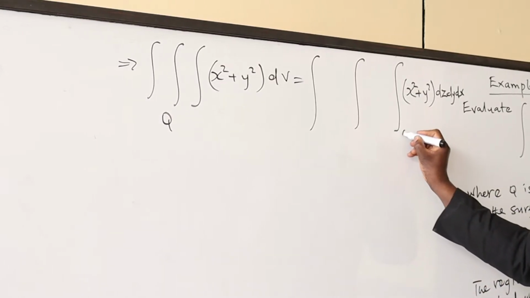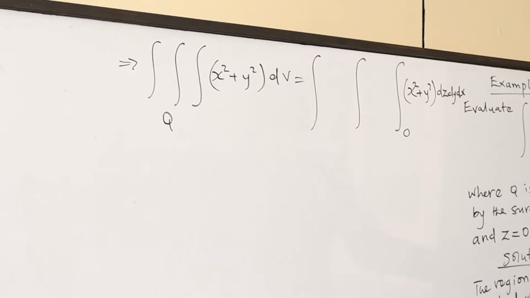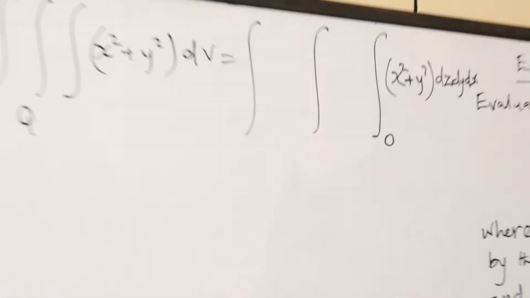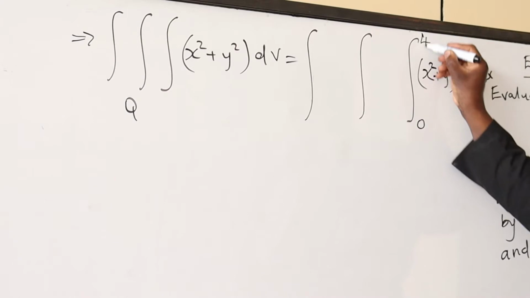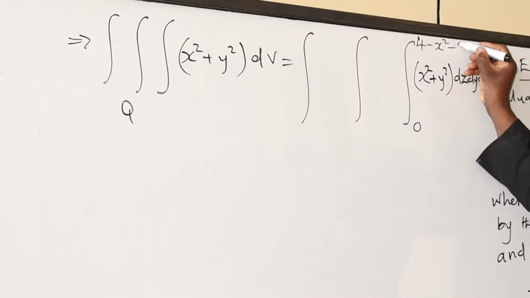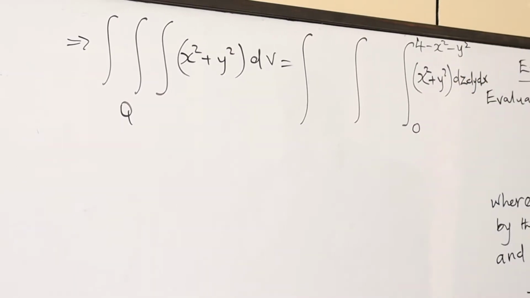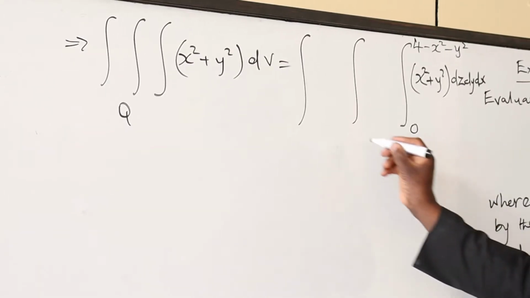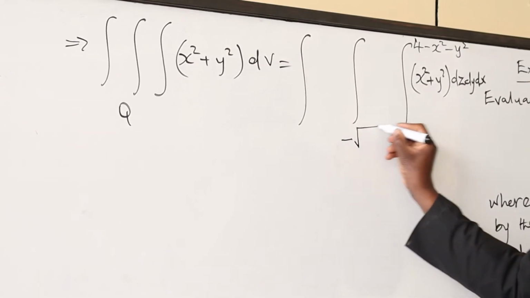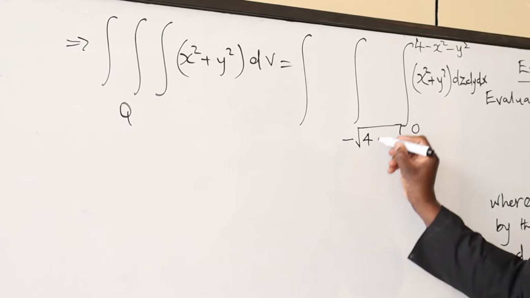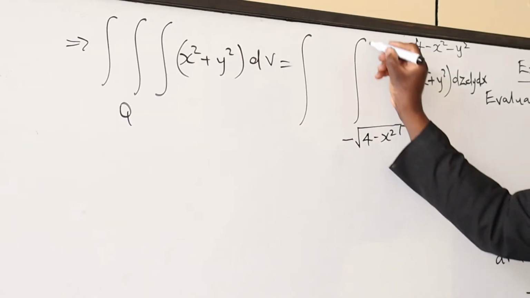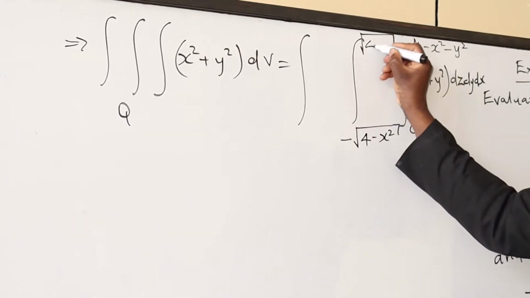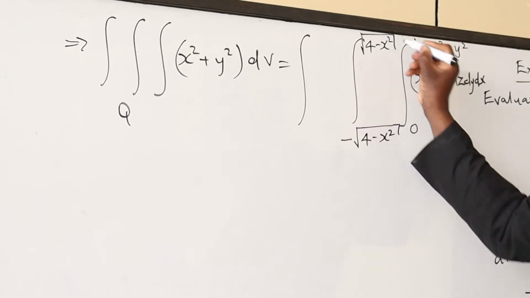The lower limit for z is 0. The upper limit for z, we have said, is this surface, which is equal to 4 minus x squared minus y squared. Now, our region of intersection is a circle, and it is a full circle, so y will be changing from negative root of 4 minus x squared to positive root of 4 minus x squared.